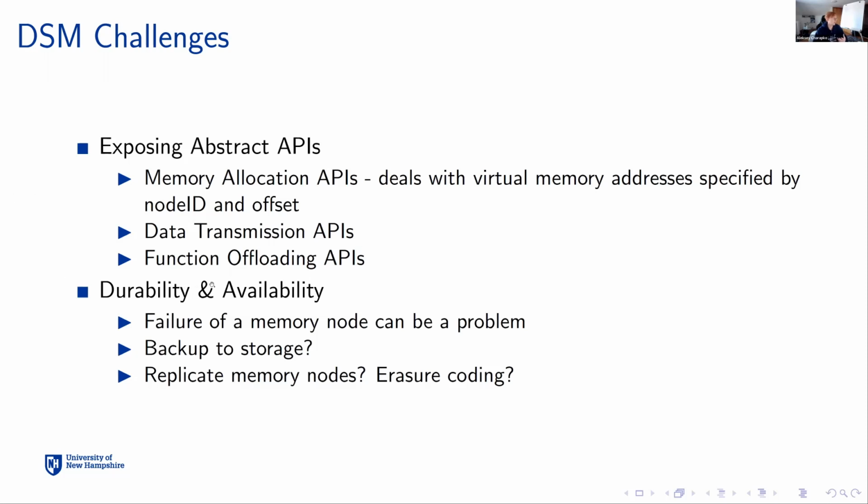So the other challenge is the durability and availability of those shared memory pools, right? So, if a memory node fails, what can we do, right? And one of their proposed solutions is as silly as backup to storage, which kind of defeats the purpose of having fast memory if you write everything to disaggregated storage first. If not that, then we need to replicate the memory nodes, right? Have multiple redundant copies of all of that memory. And then they also worry about the cost of memory. So maybe we could use erasure codes and things like that.